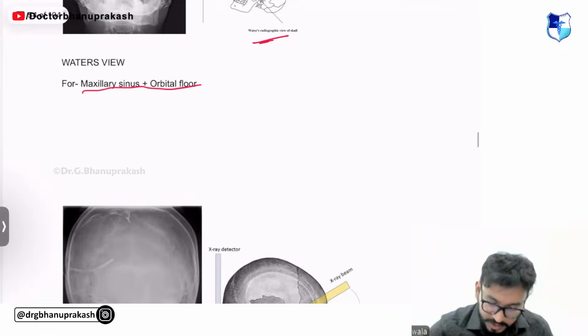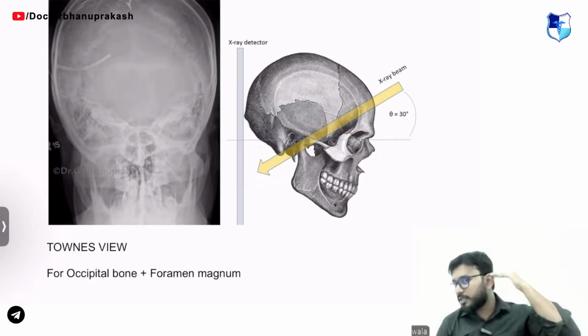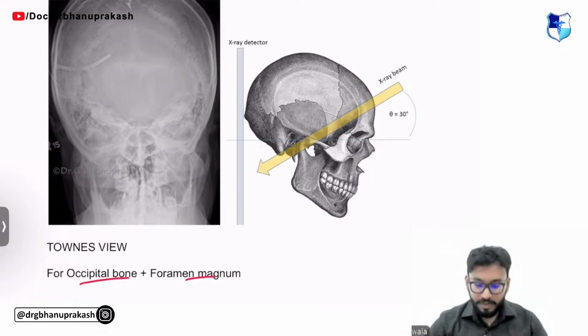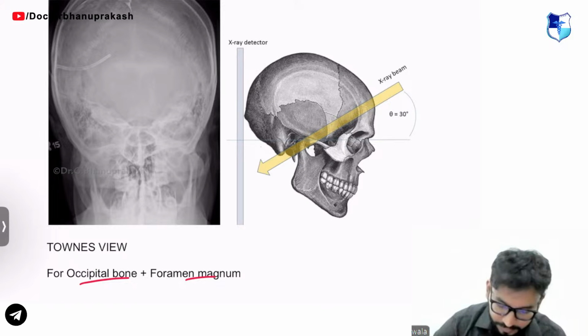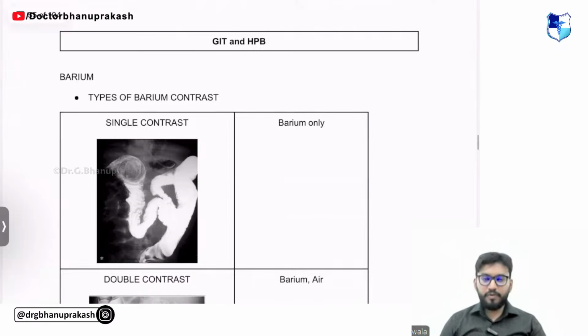One last we'll see. This is the Townes view. Townes view is used for deeper structures like the occipital bone and foramen magnum. If you want to see them on an X-ray, then what view will you do? You'll do a Townes view. Okay, let's go. Okay, guys, that's the end of neuroradiology.